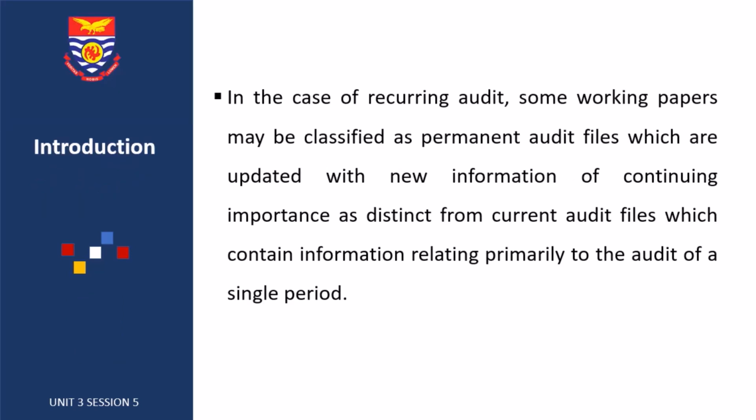Introduction. In the case of recurring audit, some working papers may be classified as permanent audit files, which are updated with new information of continuing importance, as distinct from current audit files, which contain information relating primarily to the audit of a single period. So the current file relates to a single period, while the permanent one relates to a continuous process. The file is there, but you keep updating it with the current information. And you have one for the current period or for a single period only.